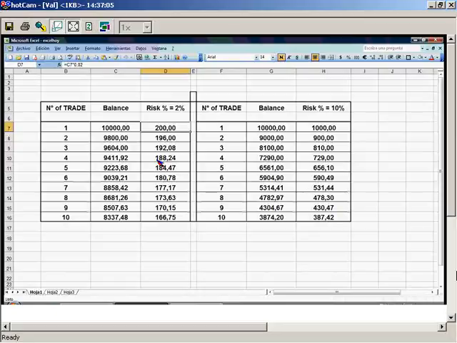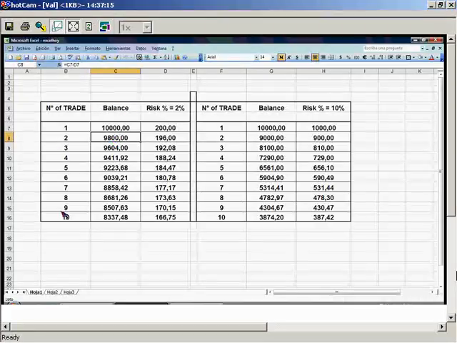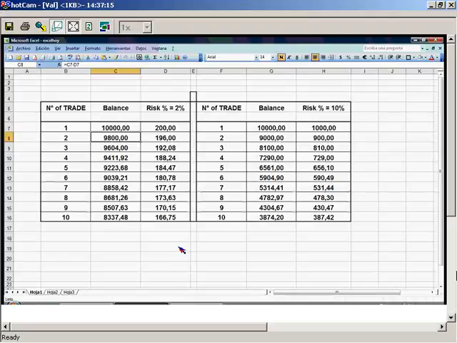And our capital will be 9,800, okay? You see it here, yes? In the terrible case that we lost 10 trades in a row, we still have lost only 27% of our account. Yet, see the difference and what happens when we risk 10% of the account in the same number of trades.